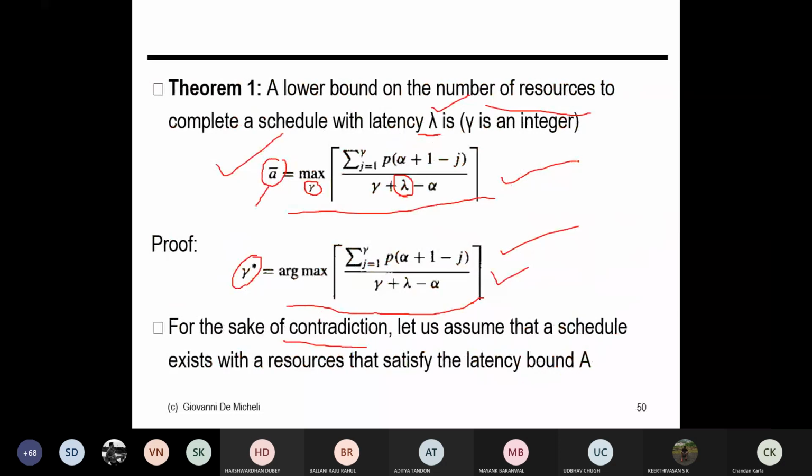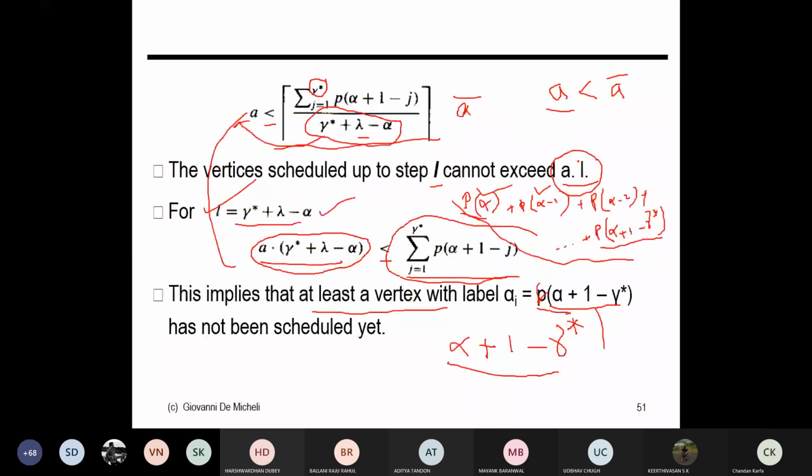Okay. So is this particular proof clear? Any doubt about this? Could you explain the last part once again?